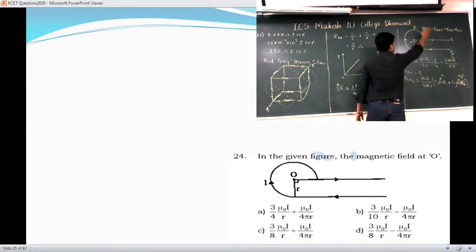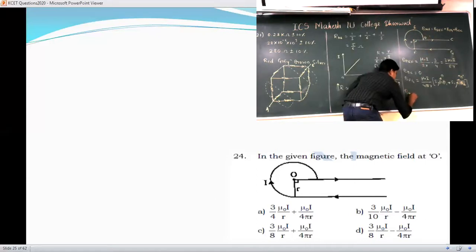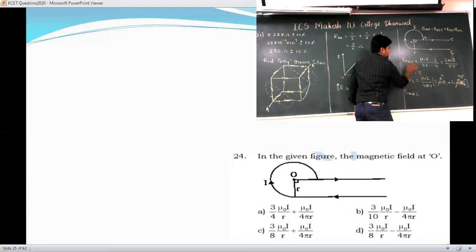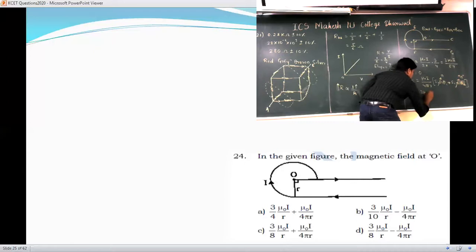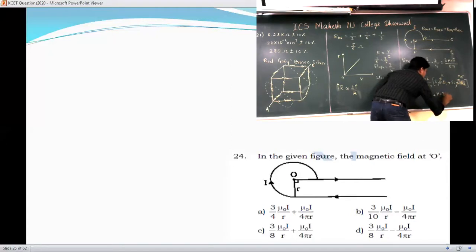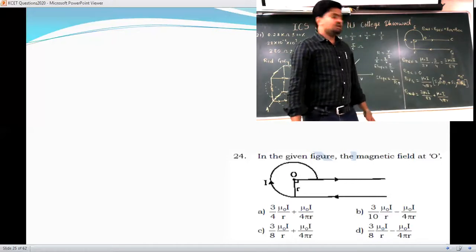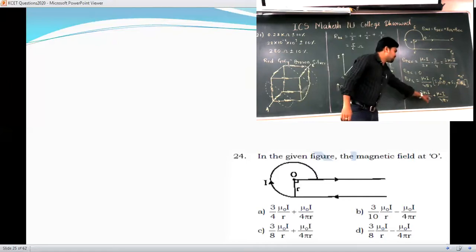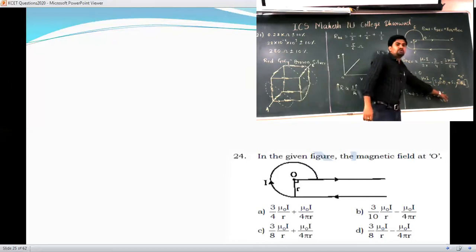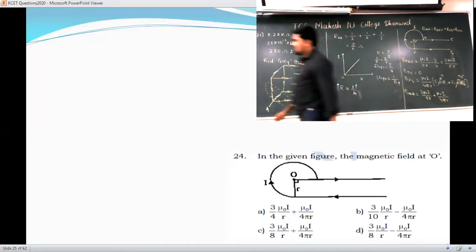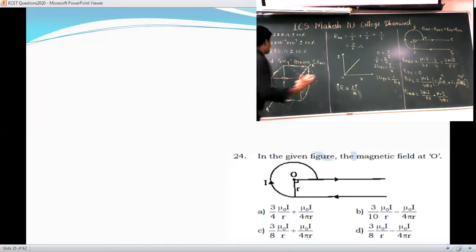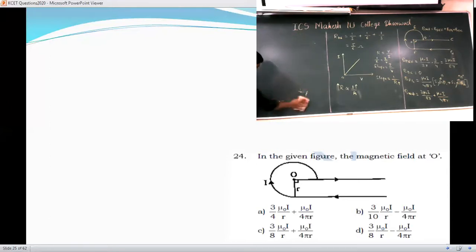So what is the total net magnetic field here? The net magnetic field B net, when you add these two, is 3 mu naught I divided by 8r plus mu naught I divided by 4 pi r. Just check which option suits here. Option 3 is 3/8 into mu naught I divided by r plus mu naught I divided by 4 pi r. So that will be your answer. This is the total magnetic field due to the 3 conductors. We will go to the next one.